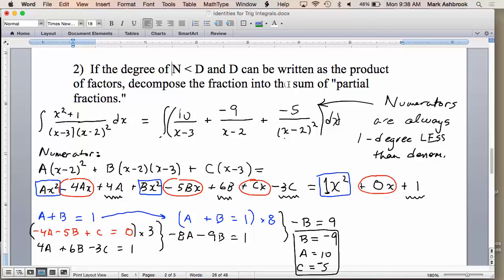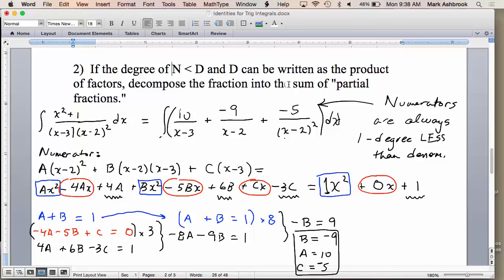Okay, so the integral of 10 over x minus 3. We should have that one down by now. 10 times natural log, absolute value, x minus 3. Same thing with negative 9 over x minus 2: negative 9 natural log, absolute value, x minus 2. How about negative 5 over x minus 2 squared? Another easy one, but no longer natural log.